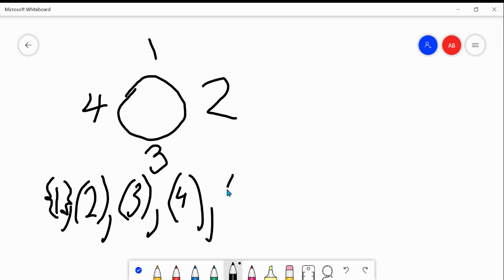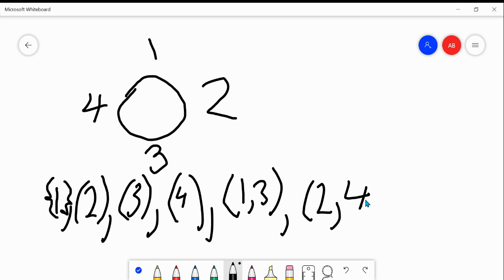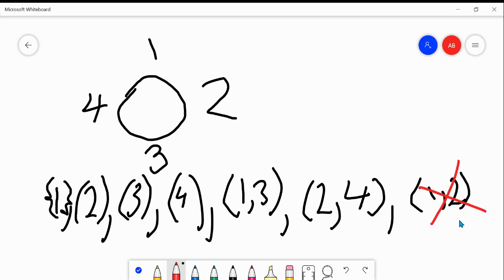Now, next we will be putting in groups of 2. This is possible. I can put 1 and 3 together in one group and 2 and 4 because they are not neighbors. But I cannot do any more. 3 is definitely impossible. And if I try doing 1 and 2, this is illegal, no, because 1 and 2 are neighbors.